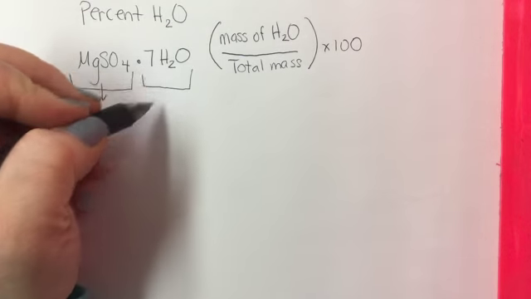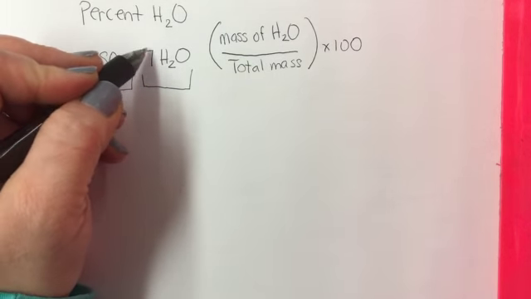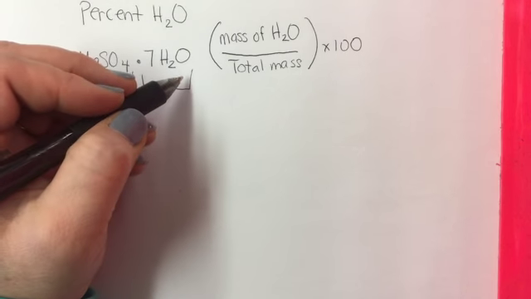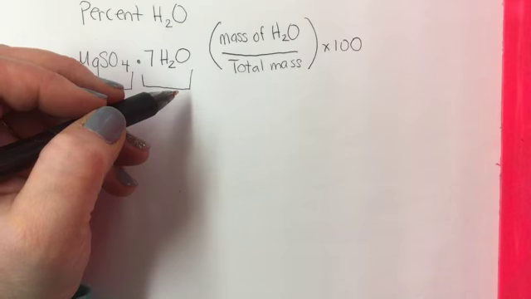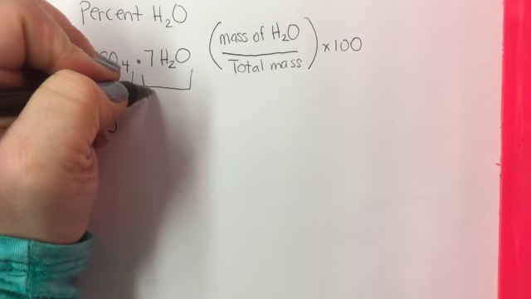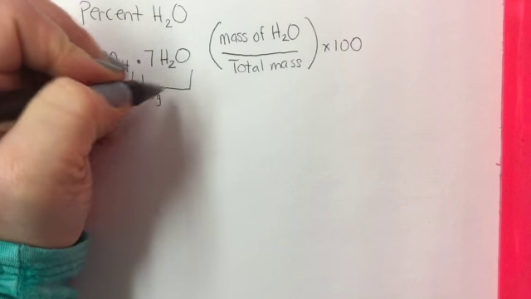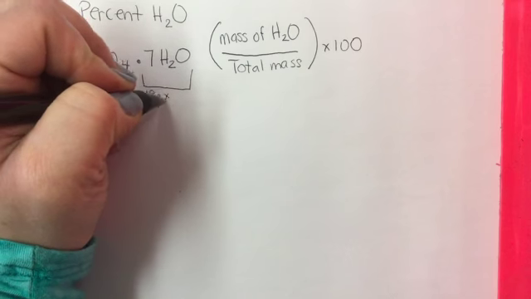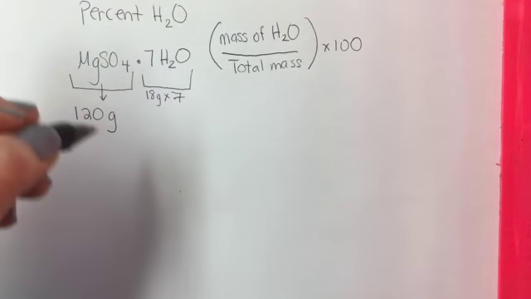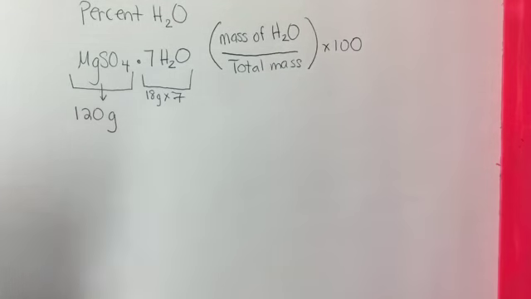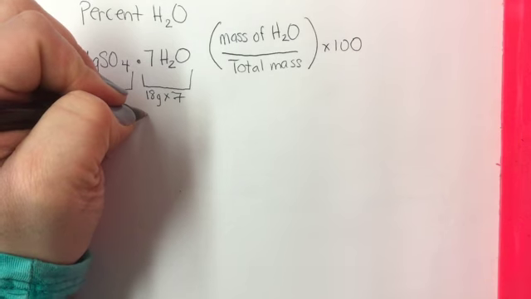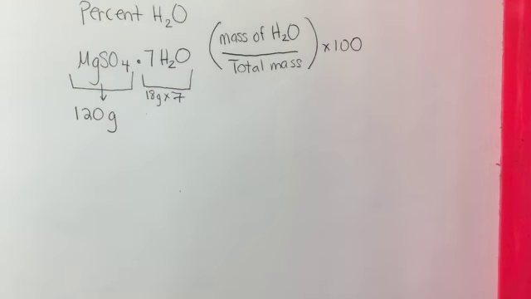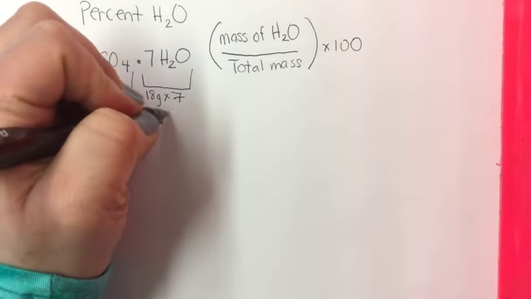Now, for water, you're going to notice that there's a coefficient here, 7. What that means is that there are 7 water molecules, so we have to count that when we do this. Water is normally 18 grams, the molar mass of 1 water molecule. I'm going to have to times that by 7 to get the total mass of all of the water molecules here. So it's going to be 18 times 7, rather than just the 1 molecule, which is 126 grams.